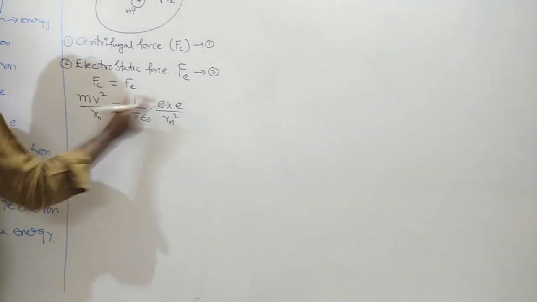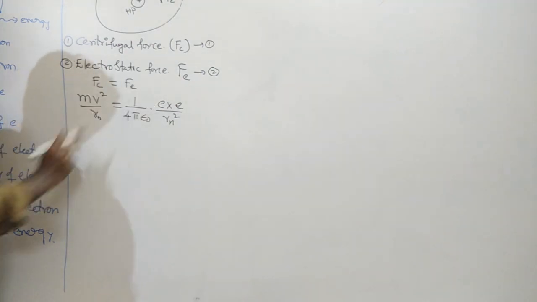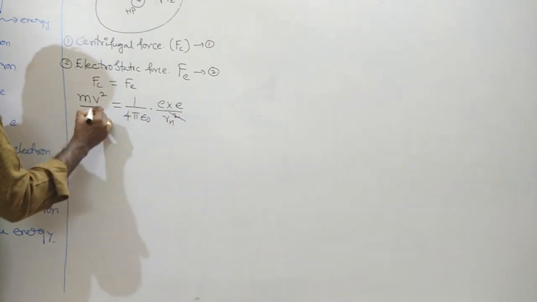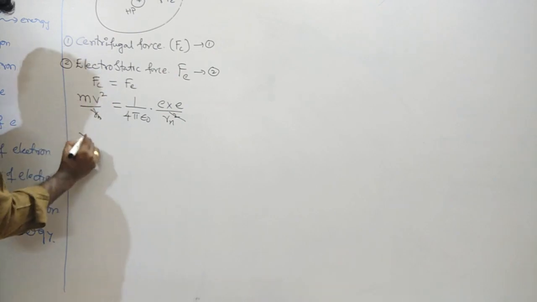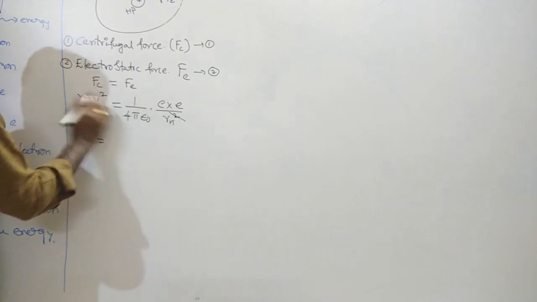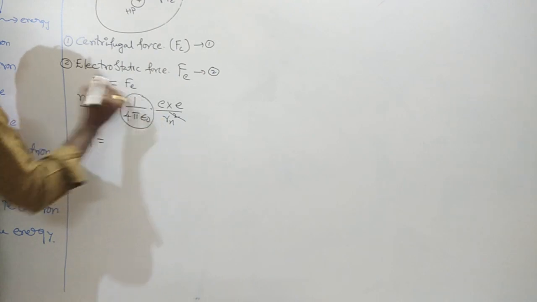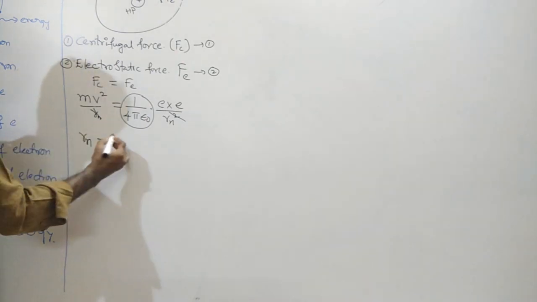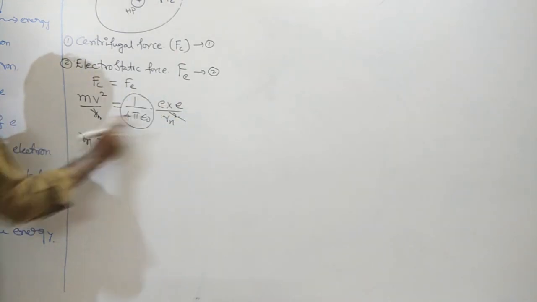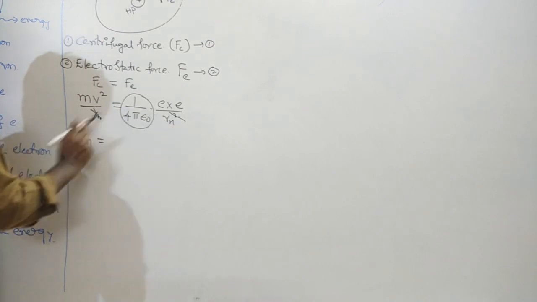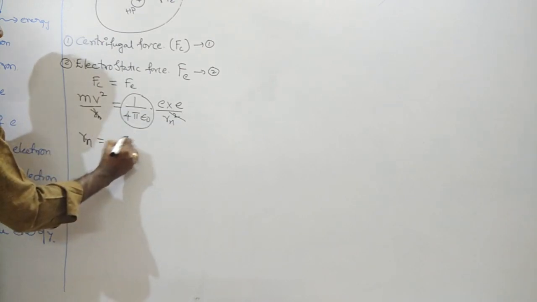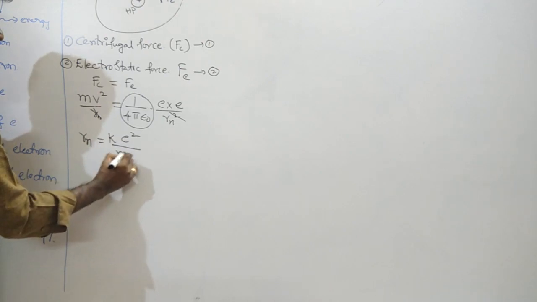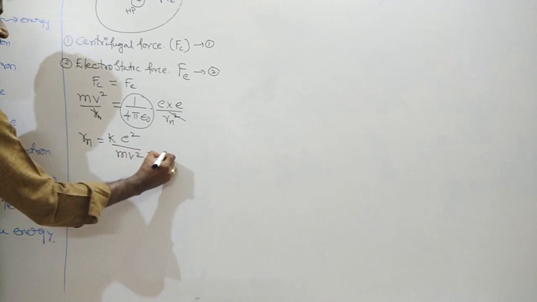Now these two are equal, so we equate them. Our aim is to find the r value. The square is cancelled, so rn is equal to this value. I am taking 1 by 4 pi epsilon naught as k, as you are already familiar with from electrostatic theory. Bringing rn to the top and sending all the remaining terms across, rn equals k e squared divided by m v squared. Let's call this equation number 3.